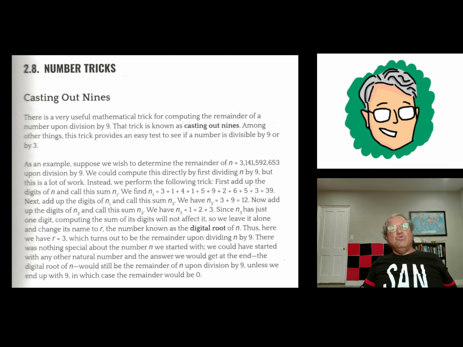3 plus 9 is 12, so we're still not less than 9, and we have to do one more time. 1 plus 2 is 3. That means the digital root of the number we started with is 3, so if we divided this number by 9, the remainder would be 3. Pretty amazing. And you might wonder why this trick works.